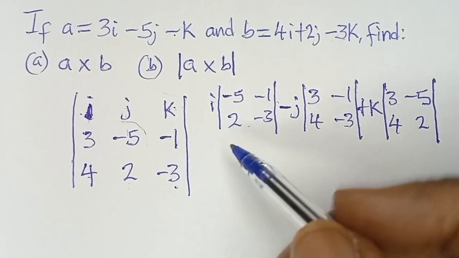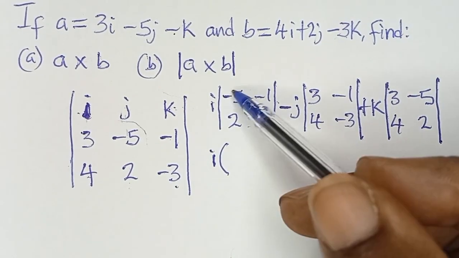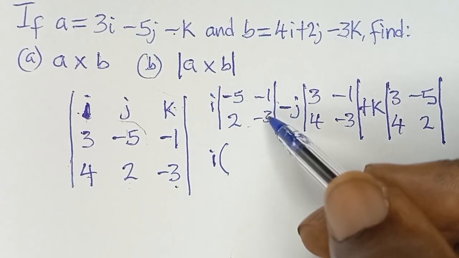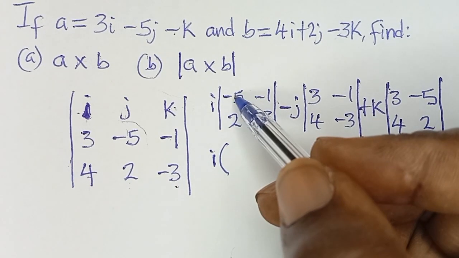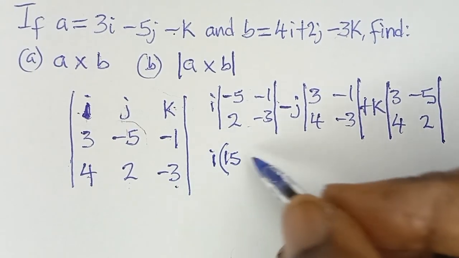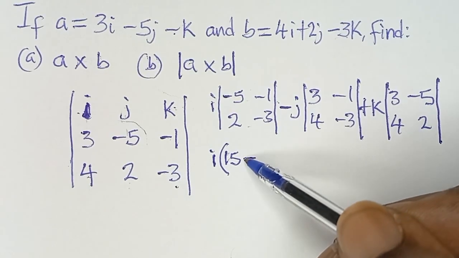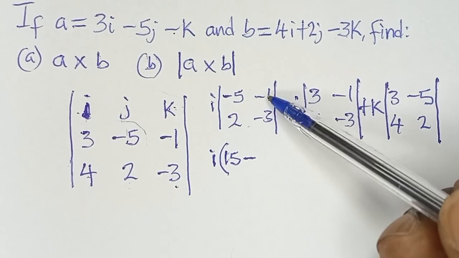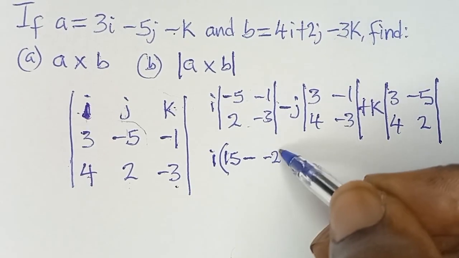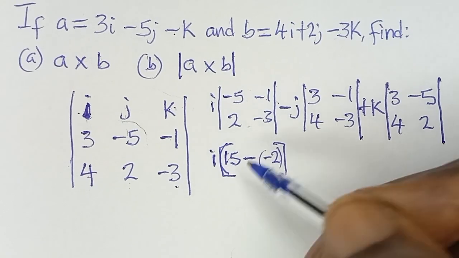So for us to do that, we take i, and then the determinant of this 2 by 2 matrix has to be this multiplied by this. So you take this diagonal and multiply it. So negative 3 multiplied by negative 5 will give us positive 15. And then minus, according to the rule for a 2 by 2 determinant, you multiply these two values. 2 multiplied by negative 1 will give us negative 2. So we have that now.